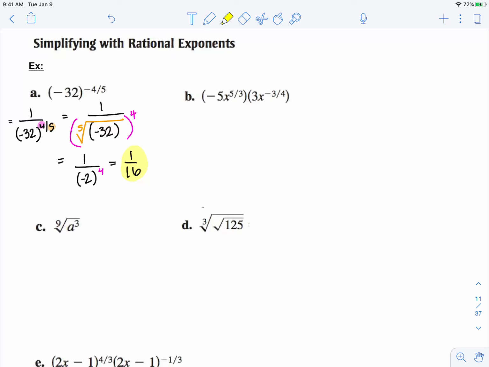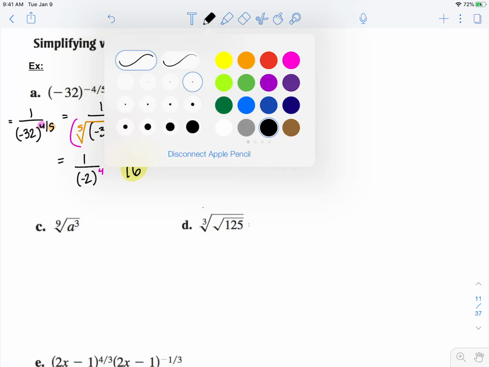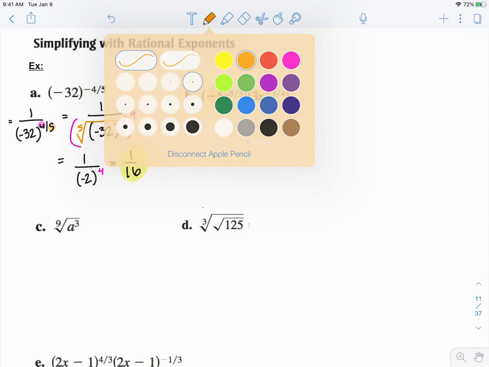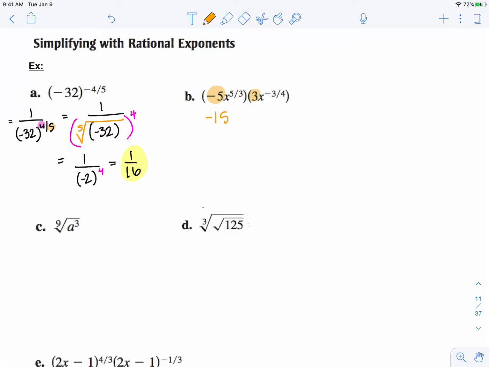Now in part B, I have some negative exponents, but let's focus on it one at a time. First thing I'm going to focus on is negative 5 times 3. That becomes negative 15. And now I have x to the 5/3 over x to the negative 3/4.